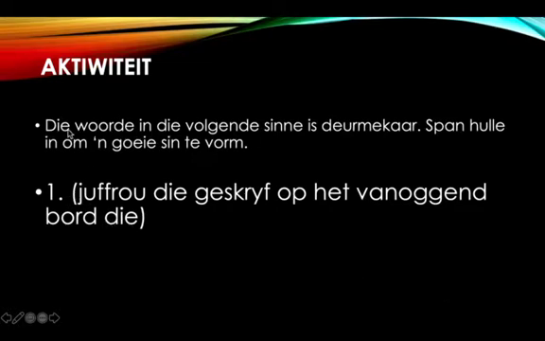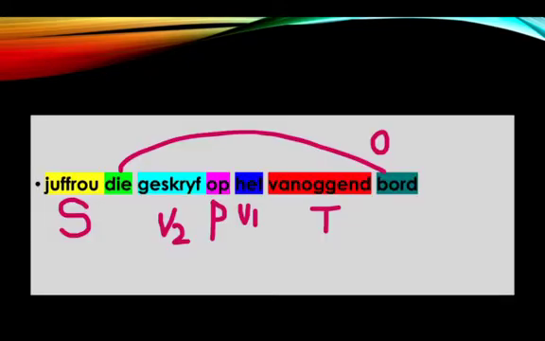Nommer 1. So in this activity, I've given you sentences where the words are all jumbled up. It's not in the correct sentence construction. If I have to read this as a sentence, Juffrou die geskryf op het vanoggend bord die, it makes no sense at all. So what you need to do now is, you need to determine what part of Stompi is each of the words in the sentence. So let's start like this, right?